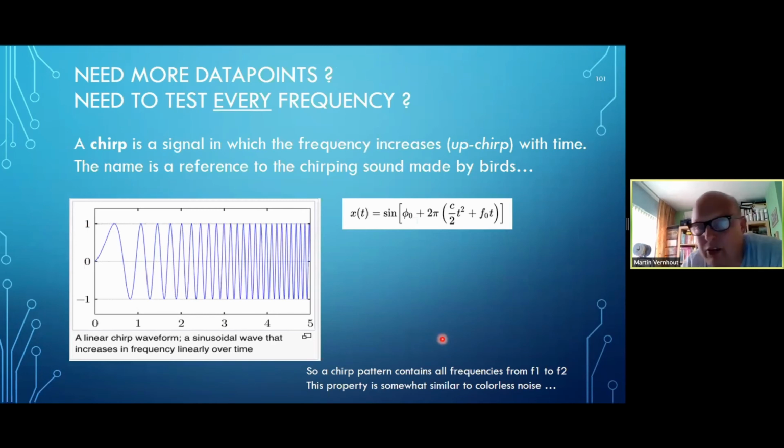So instead of having a set of sine waves, we can do it in a different way, which is a continuously varying frequency, which is called a chirp, because it sounds like a bird. It starts by having low frequencies, and then gradually the frequency increases. And if you take the FFT of this signal, you will notice that all the signal frequencies are actually present.